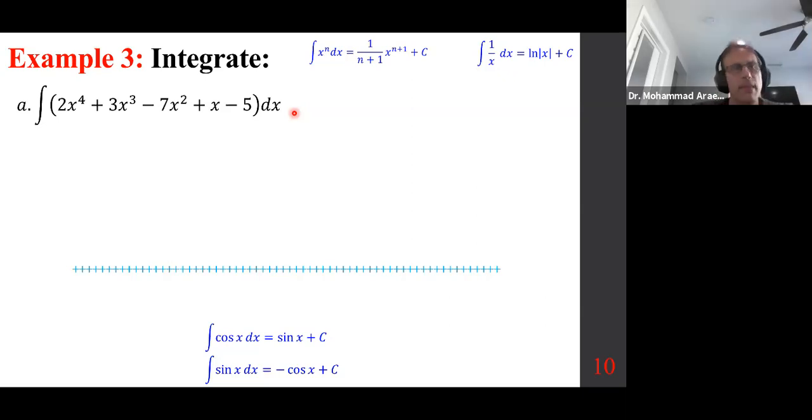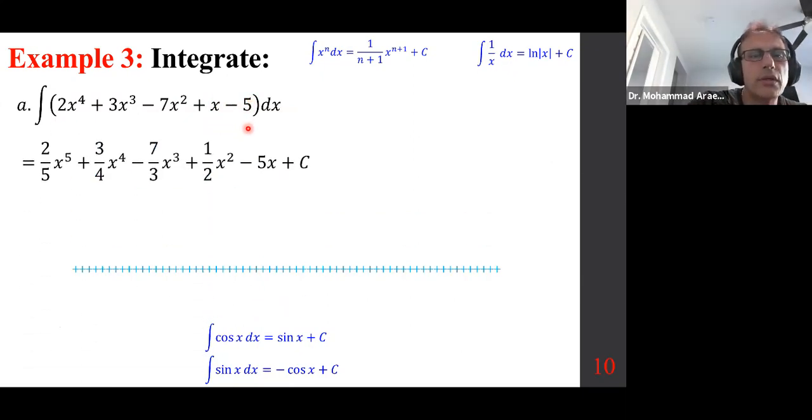Term by term. Can anybody tell me the answer for the first piece? Two divided by 4 plus 1, or 5, x to the power of 5. Plus 3 divided by 4, x to the power of 4. Minus 7 divided by 3, x cubed. Plus 1 over, the exponent when it's missing is 1. So 1 over 2, x to the power of 2 minus 5x, and we have a constant.